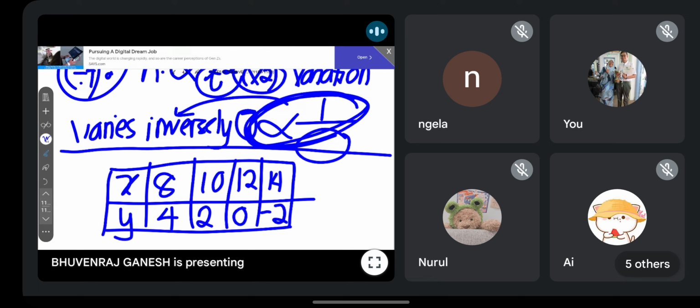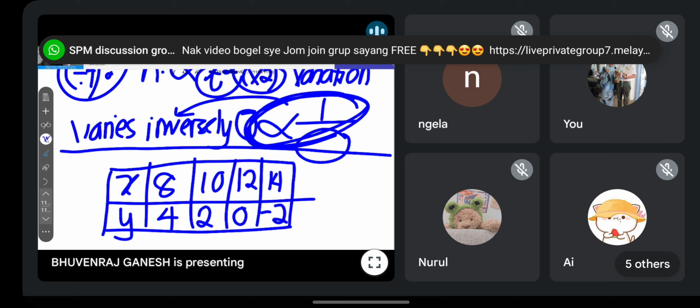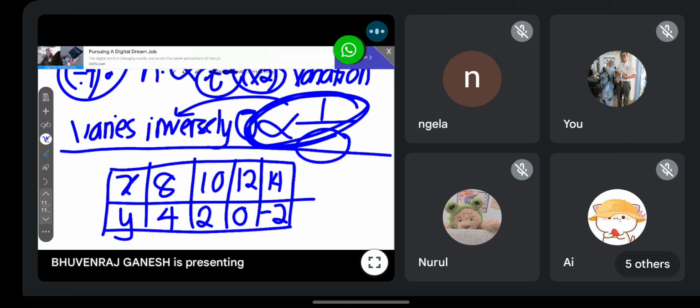Adakah ini ubahan songsang? Yes or no? Adakah ini ubahan songsang? Is this an inverse variation graph? Yes or no? Cuba jawab. Okay, the rest? Is this inverse variation or not? Adakah ini ubahan songsang? The rest? Tak tahu. Okay, very simple guys.